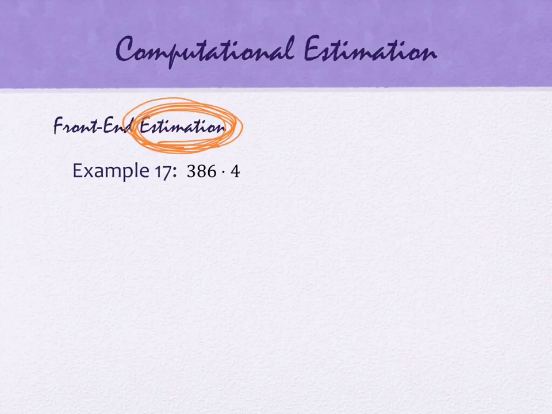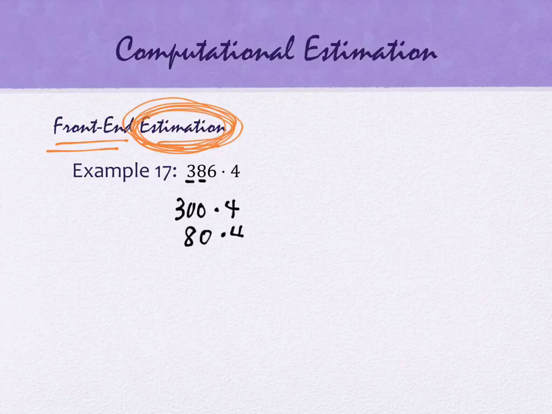Second issue is that this one's asking you to estimate. So it's not asking you to find the exact answer, right? It's asking you to estimate. However, it does still say front end. So what does that mean? Well, it means we're going to use the first 2 digits, and we're going to do the same thing that we did with the numbers before. We're just going to, if you will, ignore the 6. So we're going to do the 300 times 4, and we're going to do the 80 times 4, and we're going to get that answer, and we're going to add them together, recognizing that this answer is not right. It's an estimate. So what is 300 times 4?